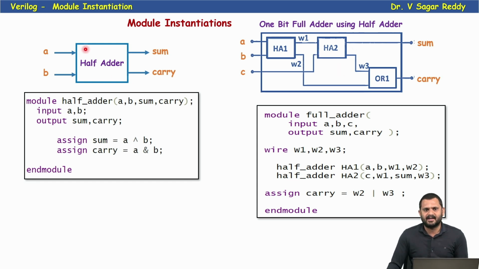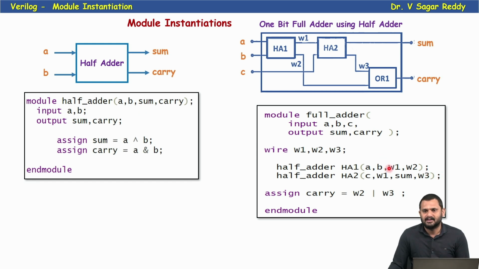Now I instantiate this half adder in my given full adder. Now see, half adder: what is this? This is a module name. Using that module name half adder, this is the instance name, adder 1. This one is the instance name. Clear? So now a comma b. This a is connected to this a, and this b is connected to this b.